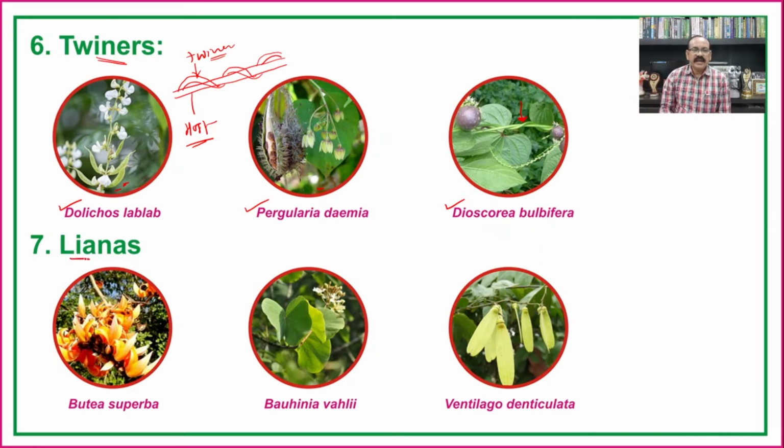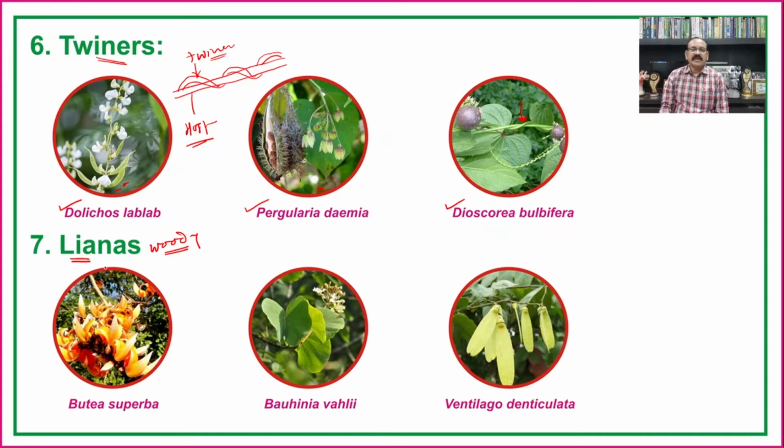If we see, lianas and twiners are very closely related on the basis of their system of twining around the host or around the support. And the difference between these two is that lianas are usually woody.